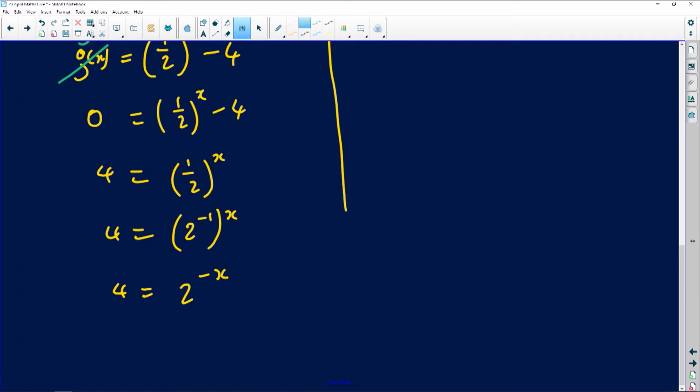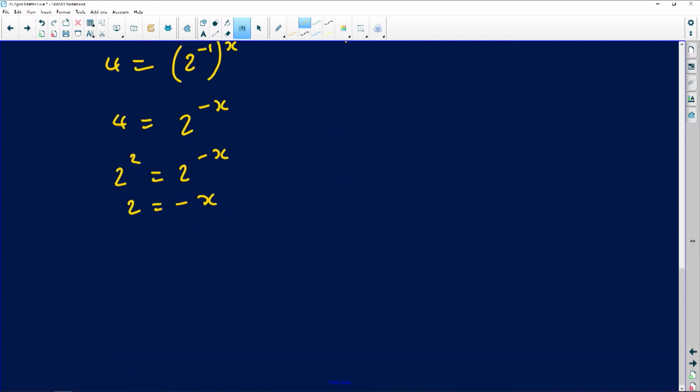And I'm going to change my base 4 to base 2. It's going to be 2 to the power 2 equals 2 to the minus x. If the bases are the same, we can equate the exponents. That means that I can then say that 2 equals negative x. And then from there, you guys will agree with me that x is going to be negative 2 because you divide both sides by negative 2. Therefore, that makes the coordinates of A to be negative 2, 0.